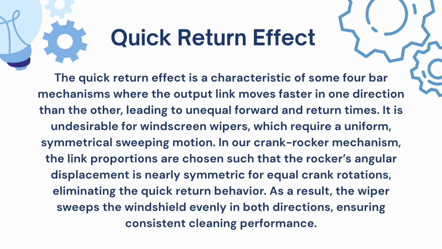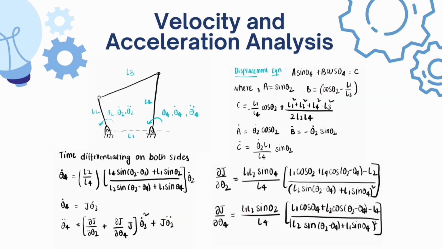We obtain the displacement equation where A, B, C are functions of length and angles. The displacement equation obtained is a result of equating the magnitude of the vector L2 to L4 with the length L3. Upon time differentiating the displacement equation, we obtain the velocity equation where J is known as the Jacobian, which is a function of length and angles. Further time differentiating, we obtain the acceleration equation.